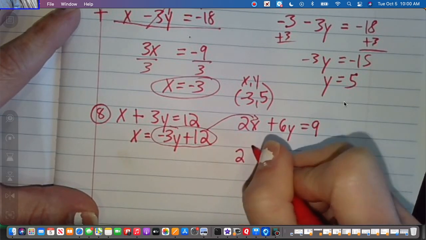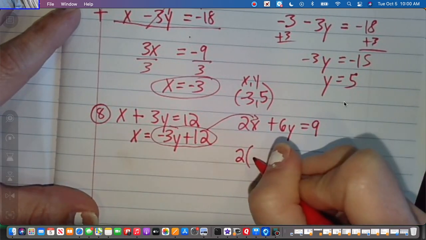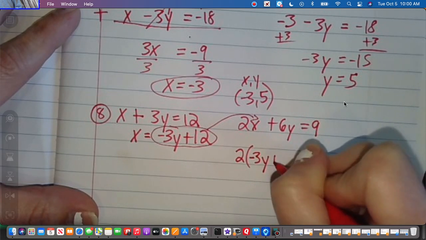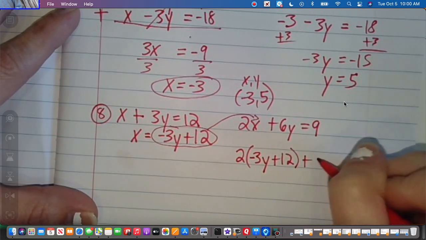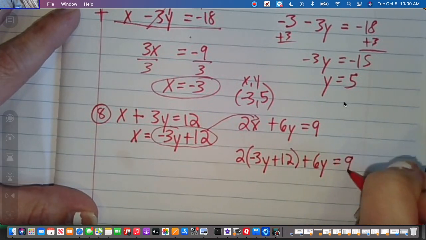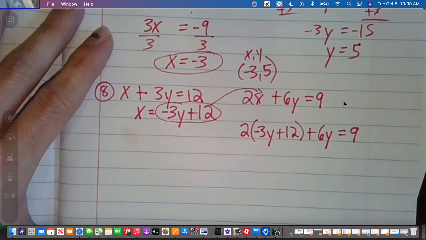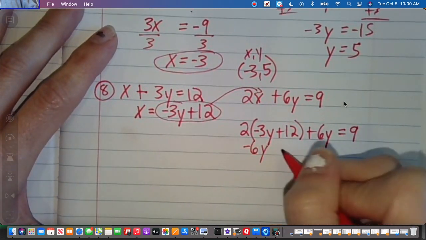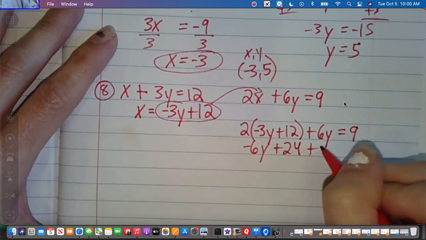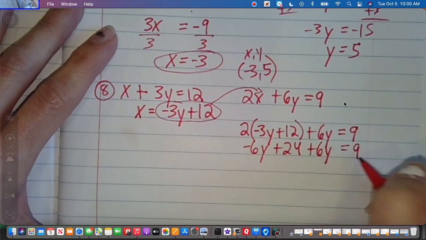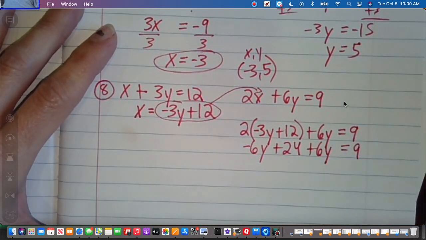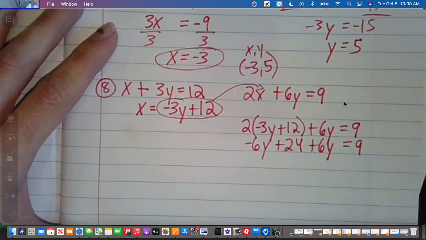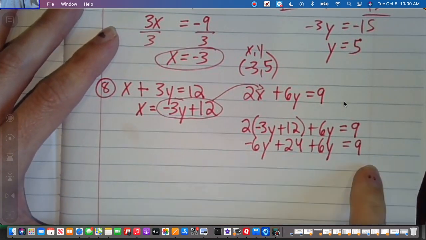So it's 2 times negative 3y plus 12, plus 6y, equals 9. So it's negative 6y plus 24 plus 6y equals 9, and you're going to get 24 equals 9.